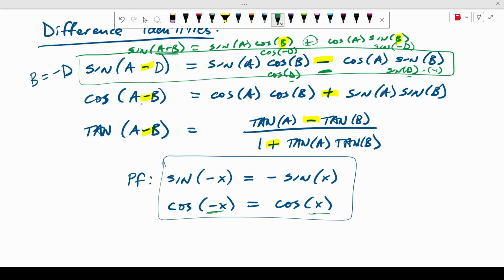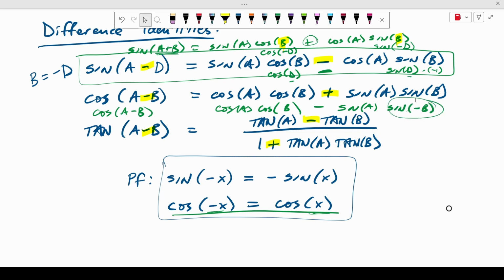I can do the same thing here with cosine. Originally we had cosine of A plus B is cosine of A cosine of B minus sine of A sine of B. I'm going to replace my b's with negative b's. When I replace this b with a negative b, I get A minus B. When I replace this b with a negative b, I get cosine of negative b. But we know that cosine of negative b is the same thing as cosine of positive b, so that has no effect. When I replace this b with negative b, I end up getting sine of negative b.